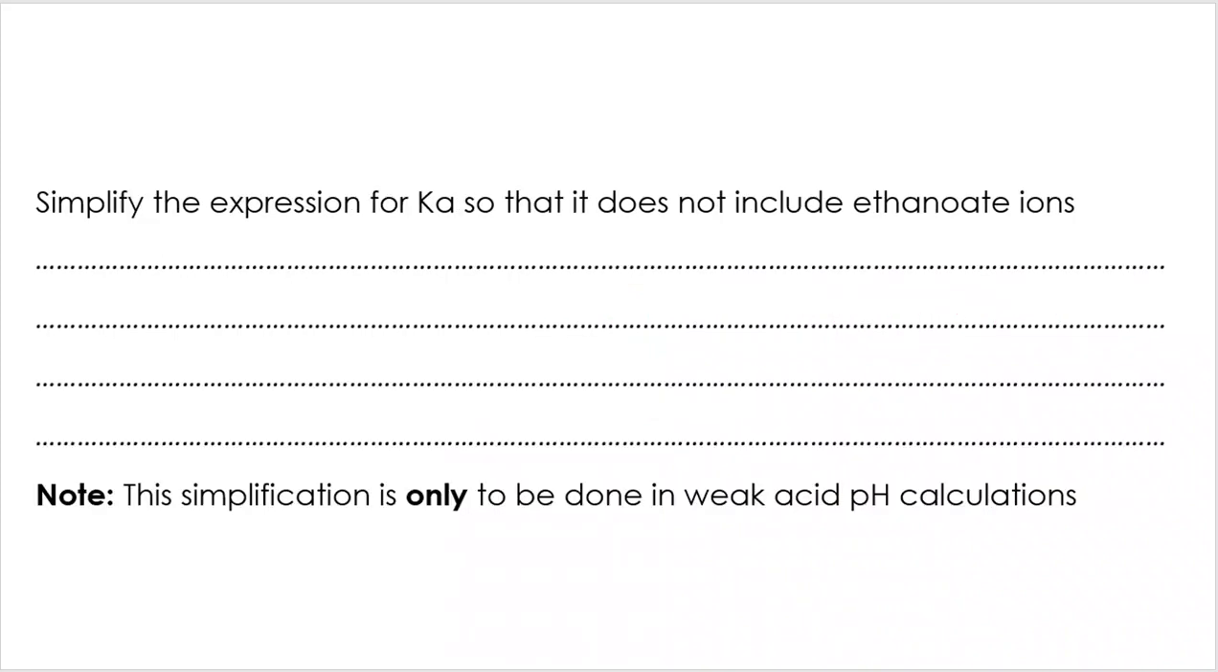So how could we use that information to simplify the expression for Ka so that we don't have any ethanoate ions in there at all? And for ethanoate ions at the moment, we're using A-. It's really important to note that when you do this, this is not the expression for Ka. This would be wrong. You're only going to do this simplification if you're working out the pH of a weak acid. But let's take a look. Ka is [H+][A-] over [HA].